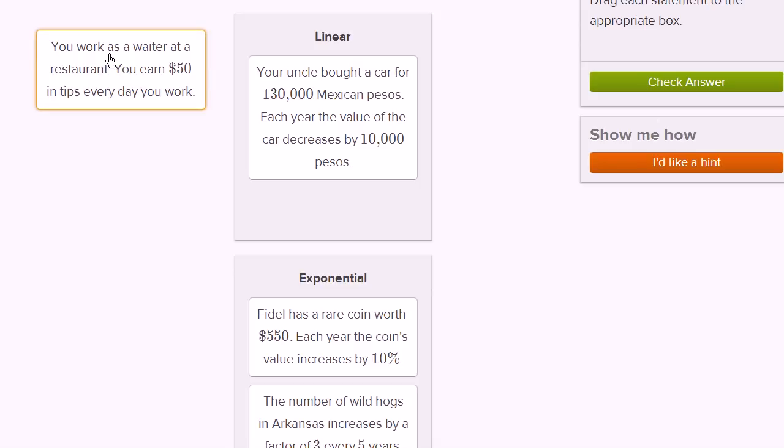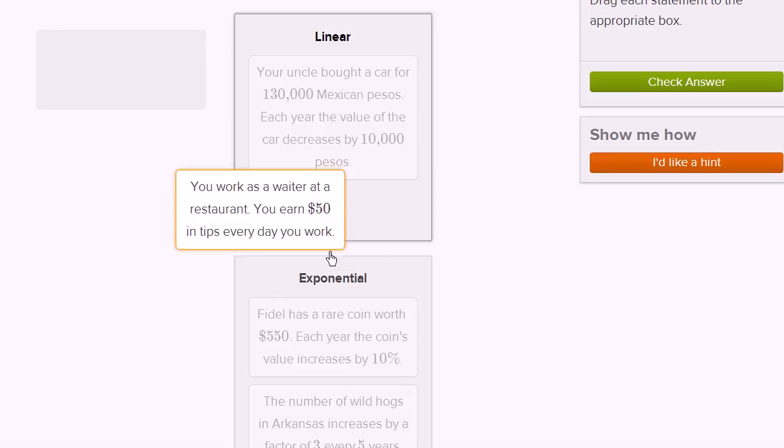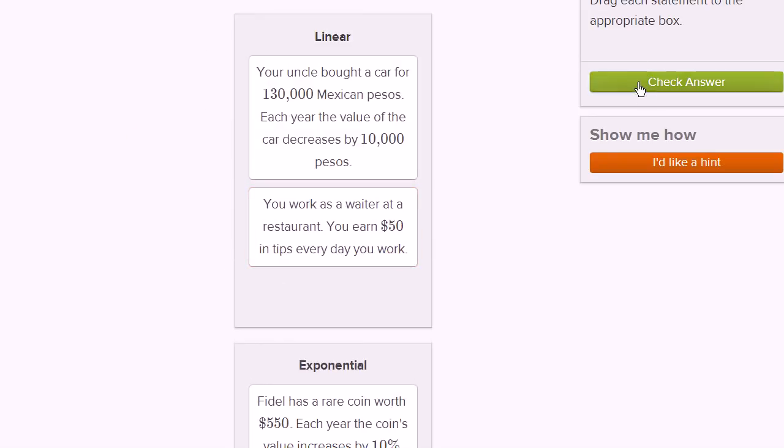And then finally, you work as a waiter at a restaurant. You earn $50 in tips every day you work. Well, this should jump out as very linear. Every day you work, another $50. Work 1 day, $50. 2 days, $100. So forth and so on. They're not saying that you earn 50 times as much as the day before. They're not saying that you earn 50% more. They're saying that you're increasing by a fixed quantity. So this is going to be a linear model.